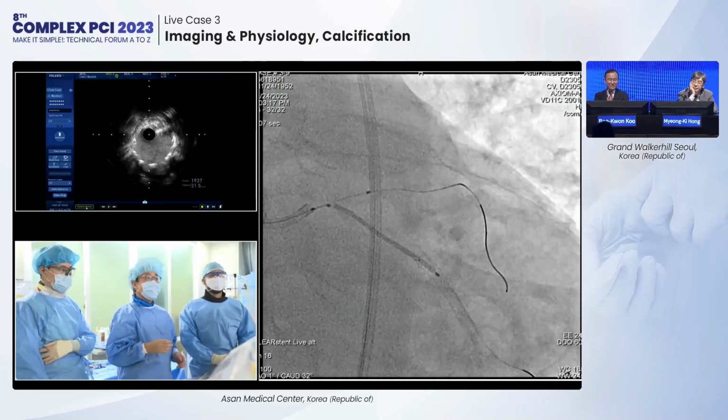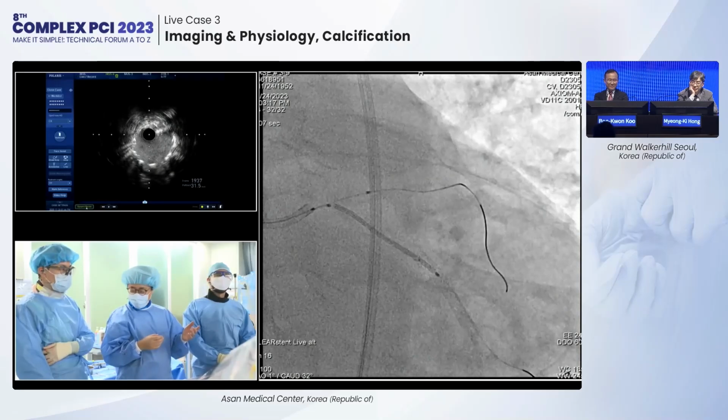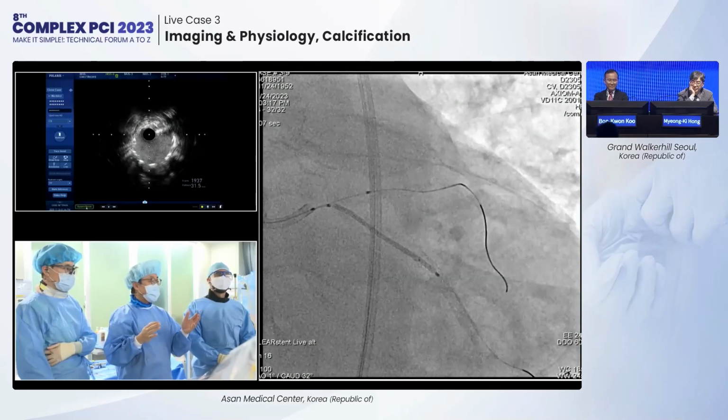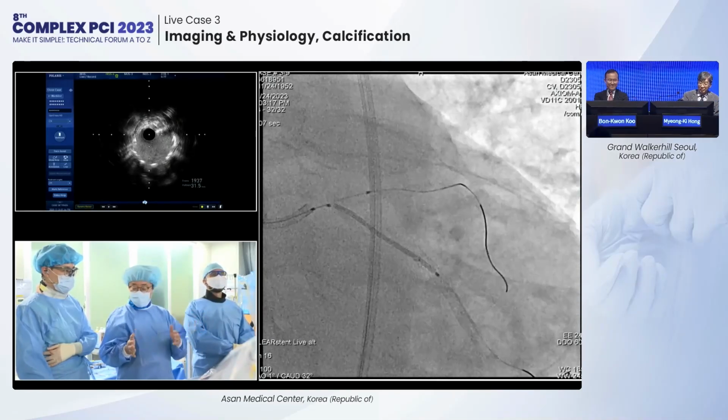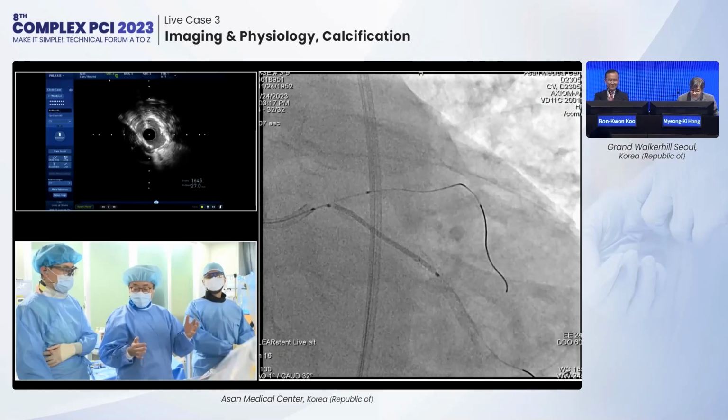Okay, so we have finished the overall procedure. On the basis of the IVUS and physiologic findings, we decided to treat the whole segment of the circumflex and the whole segment of the LAD. And for the left main part, we planned the crush technique.